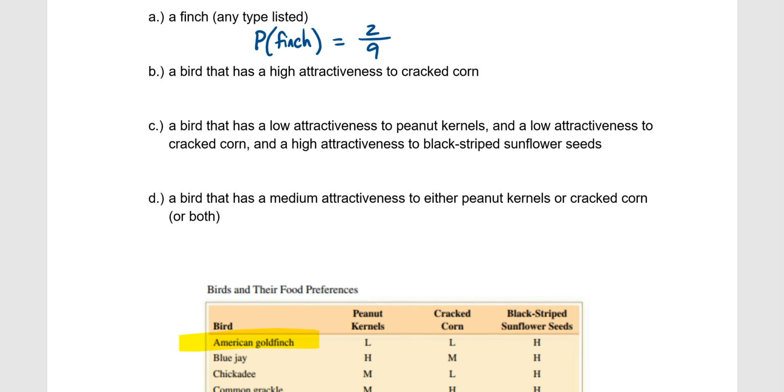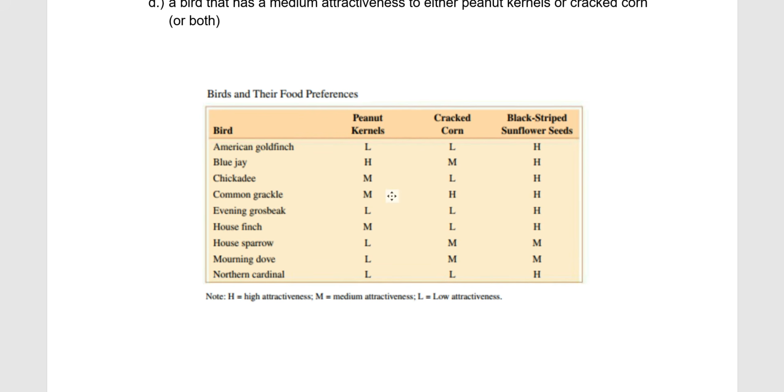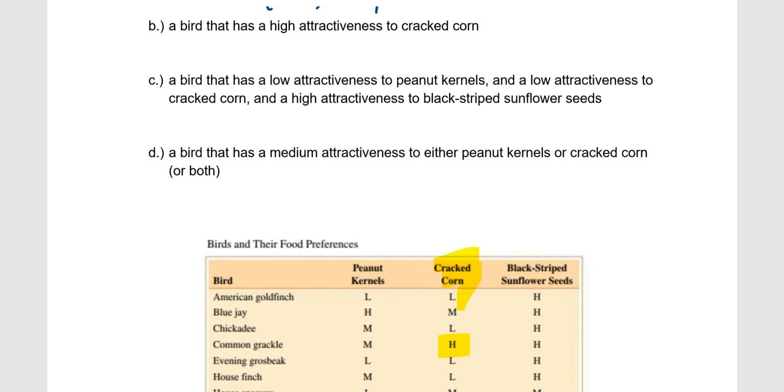Okay, and then for the next one, we want the probability the bird has a high attractiveness to cracked corn. So we have our 3 columns here on the right: peanut kernels, cracked corn, black-striped sunflower seeds, and then that bird's attractiveness to them. H is high attractiveness, M is medium attractiveness, L is low attractiveness. We're looking at cracked corn, so the second column. We want the probability of randomly selecting one that has a high attractiveness to cracked corn. There's only 1 bird that has an H there, so it's going to be 1 out of 9.